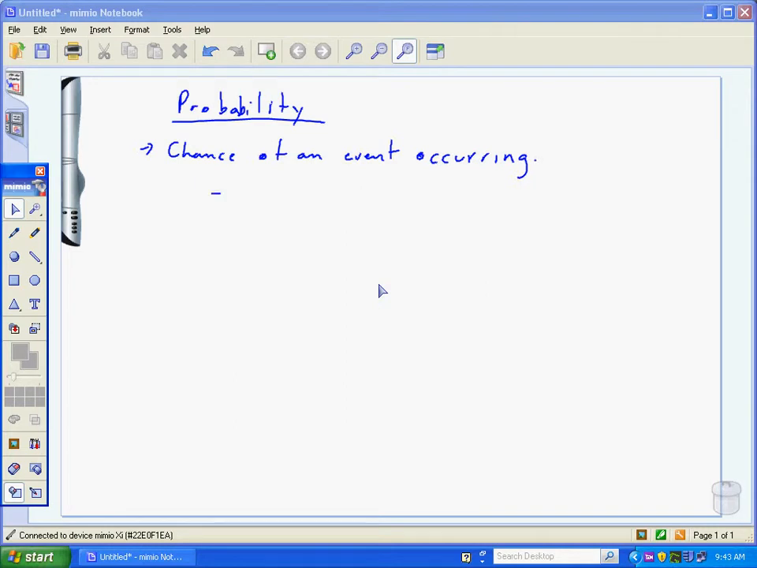And we can show it a number of ways. We can show it as a fraction. Or better yet, some people say that's a ratio. That's another way of showing it. We can show probability as a decimal as well. And some people would say, well, that's a percentage. So, 0.25 or 25%, that kind of thing.